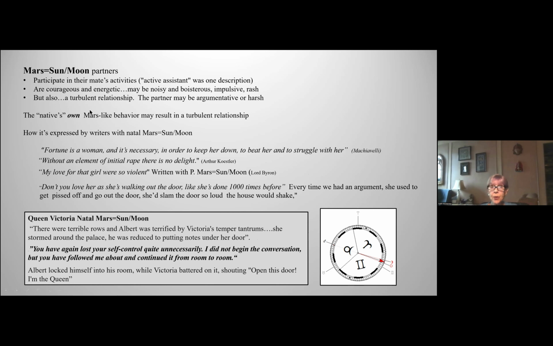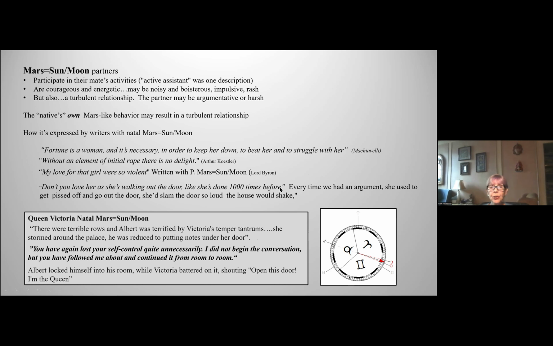And it also describes a turbulent relationship where the partner can be argumentative or harsh or worse. The native's own Mars-like behavior may result in a turbulent relationship. In other words, let's say it's mine. I may bring it into the relationship, and so it describes my relationship rather than just describing my partner. So here's how it's expressed by writers.